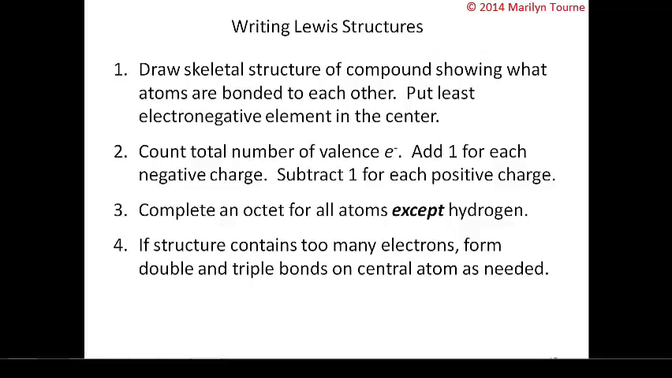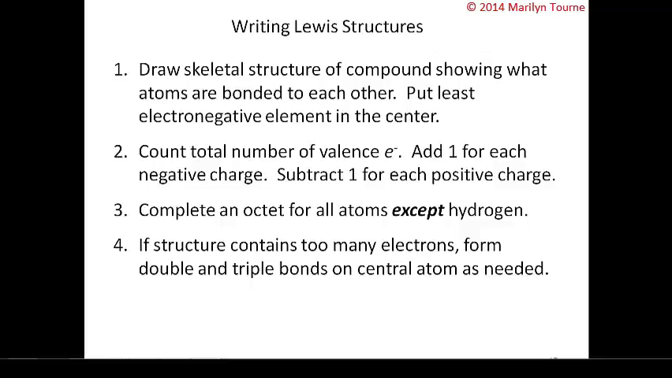Second part of that rule is add 1 for each negative charge and subtract 1 for each positive charge. That just basically takes care of all your ions, your cations and your anions. So of course, if you have something like a nitrate, that's NO3 minus, you would have to add up everybody's valence electrons of the nitrogen and the 3 oxygens, but you would have to add another one for the negative charge. So you would have to account for a total of 24 electrons.